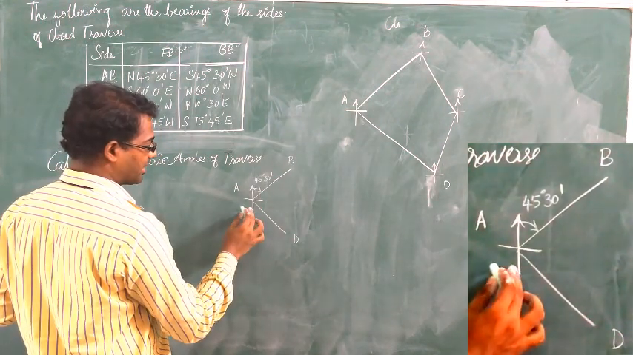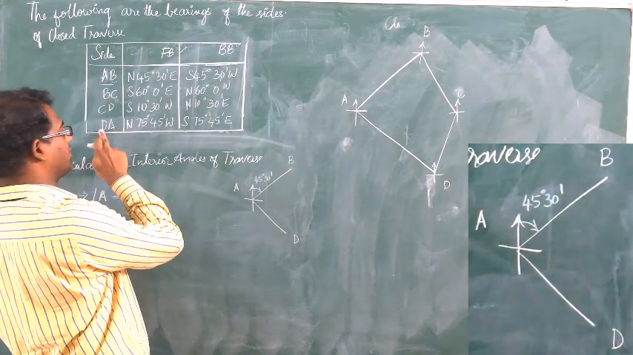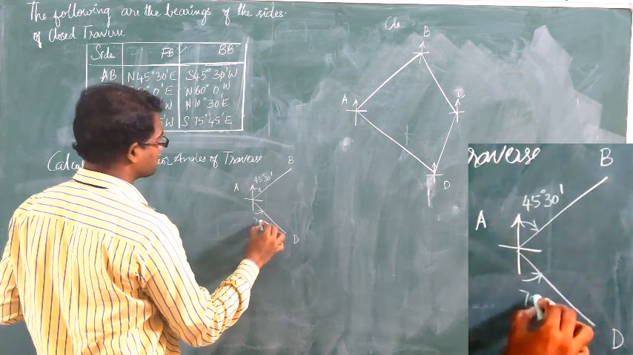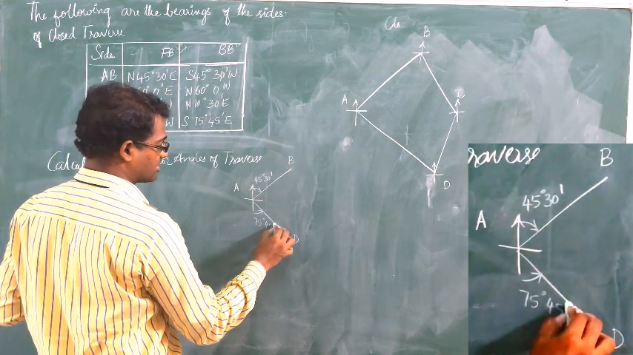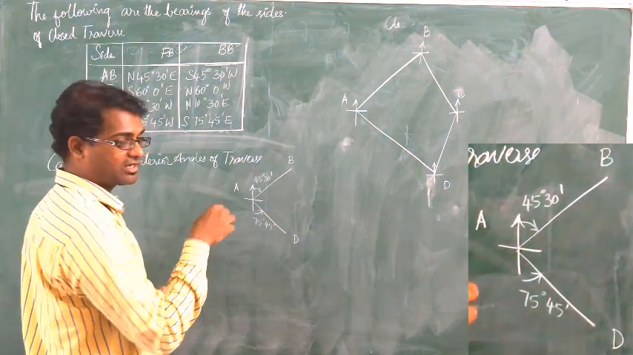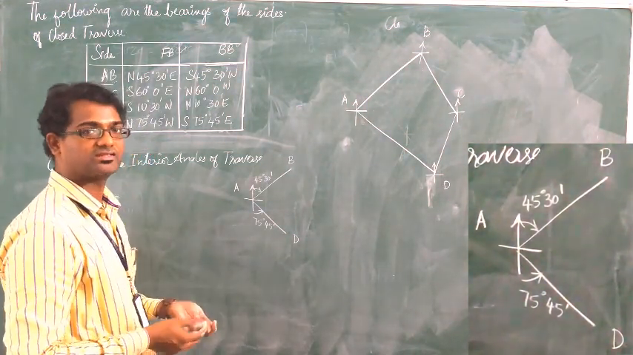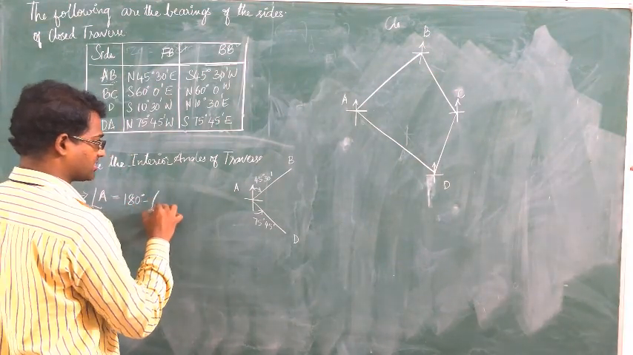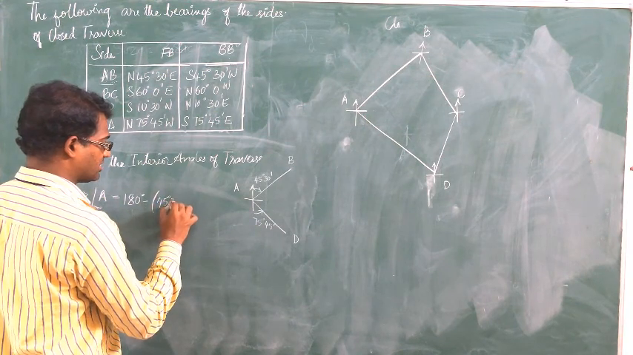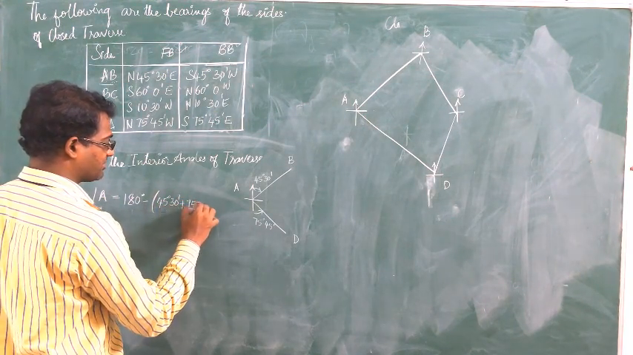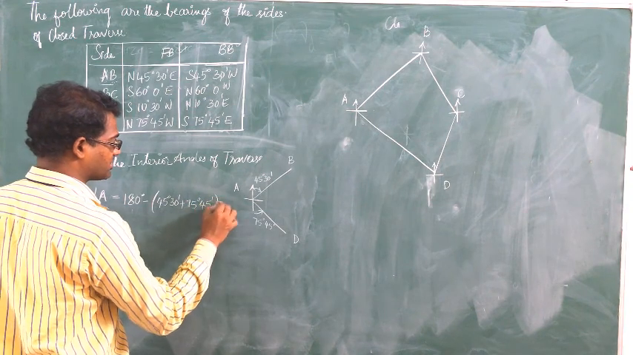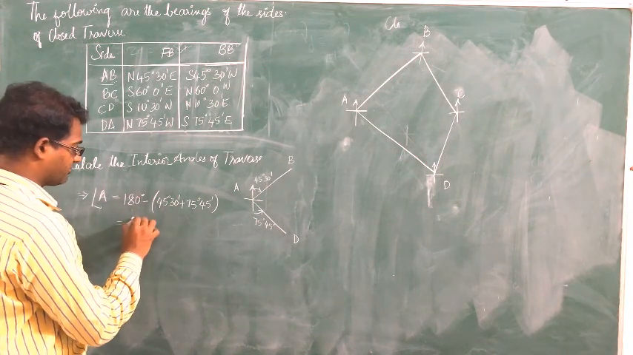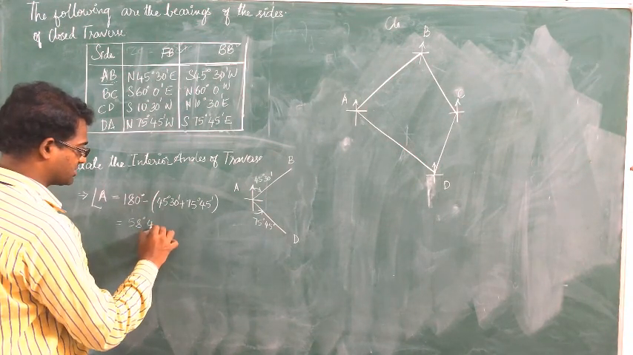Now from A to D is given as 75 degrees 45 minutes. So what is the rest angle? From 180, if I remove these two angles, then you will get angle A. So 180 degrees minus 45 degrees 30 minutes plus 75 degrees 45 minutes. If you calculate it, you will get angle A as 58 degrees 45 minutes.